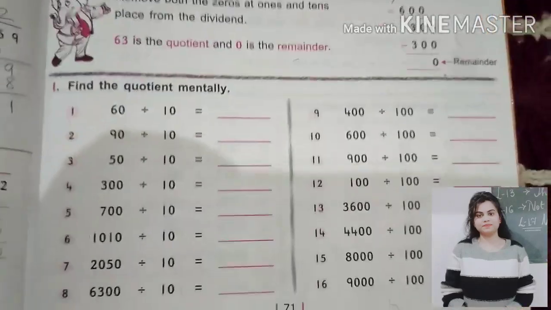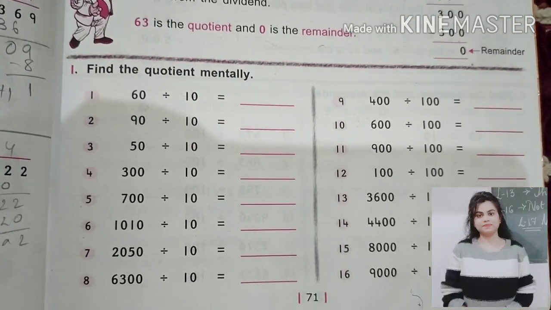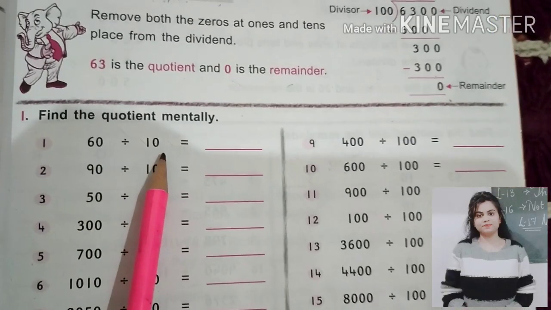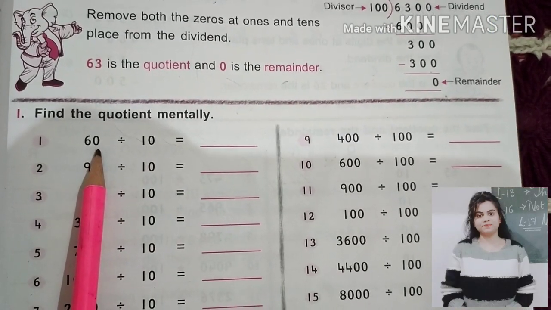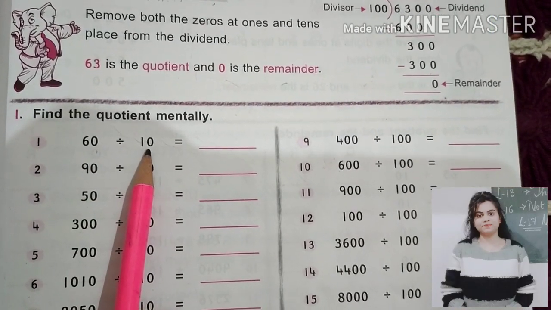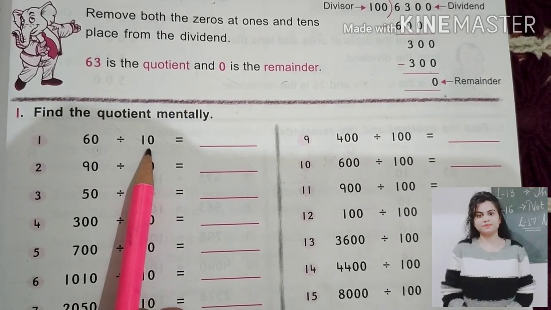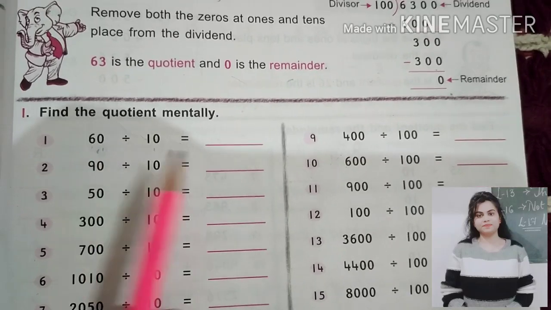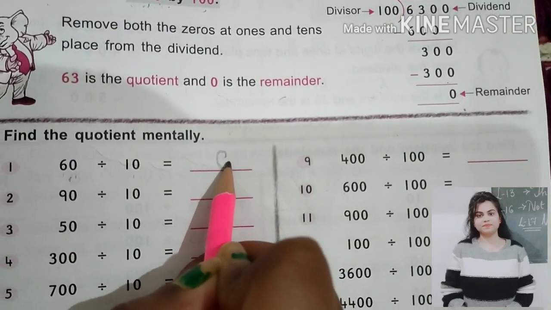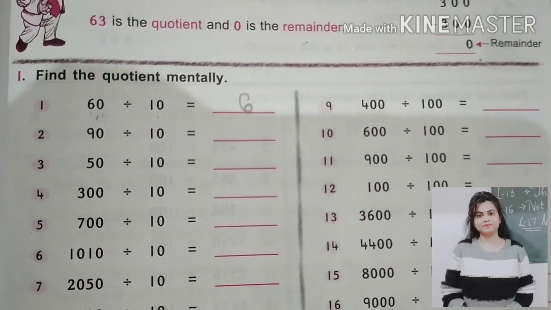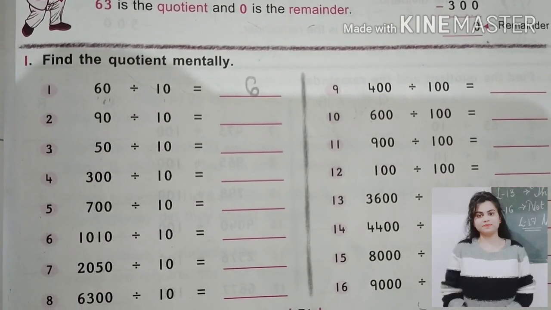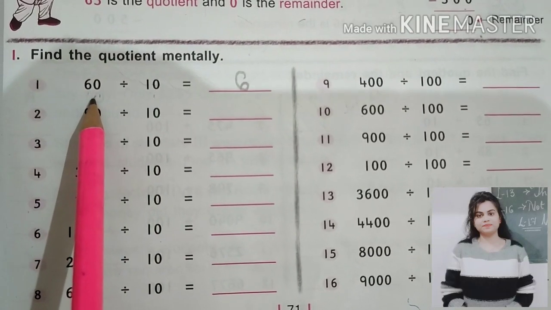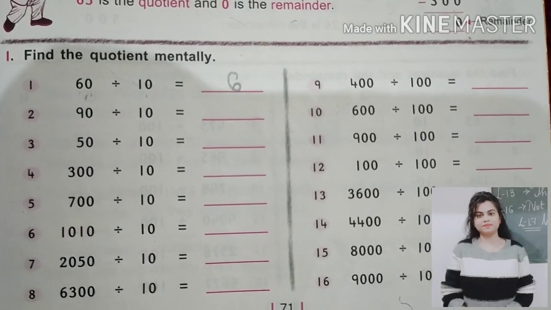Okay. For example, so many questions are given here. You can solve and see. First question is 60 divided by 10. Here in ones place 0 and you have to divide with 10. So what you have to do? Remove the ones place 0. What you will get? 6 only. So the quotient will be 6 and remainder will be 0. Okay. You can check the answer by dividing also. 10 sixes are 60. Right.